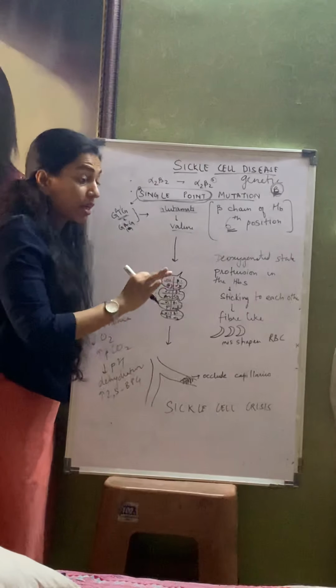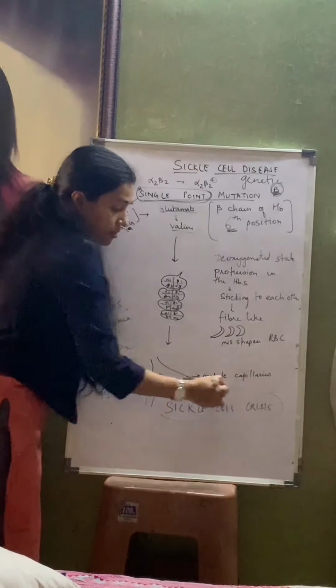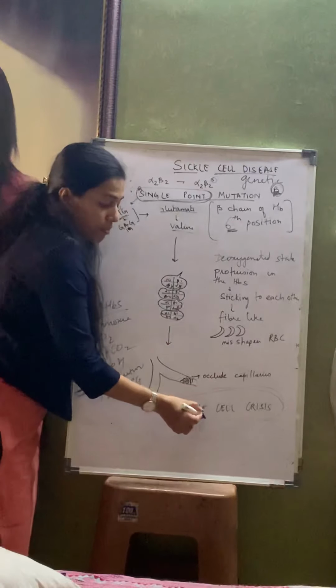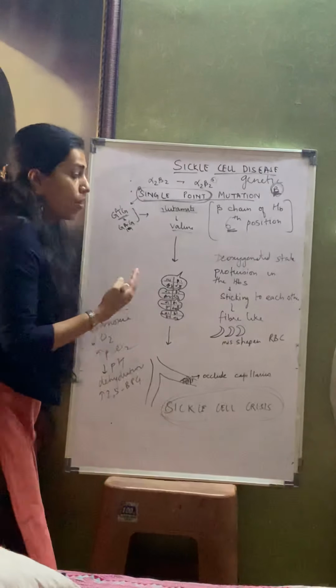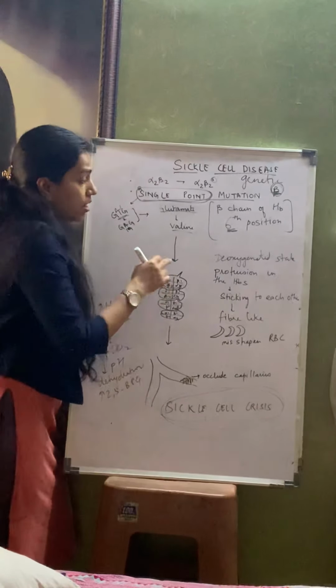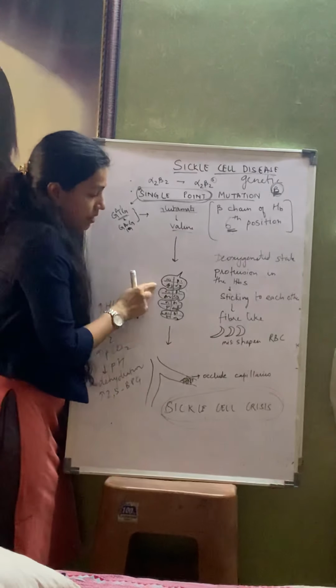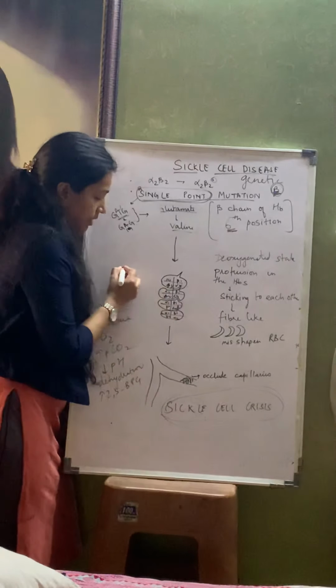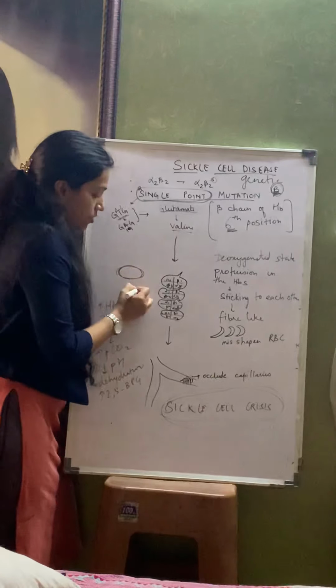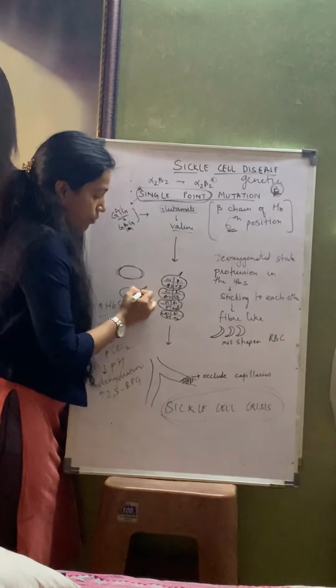The most important thing is sickle cell crisis. This is the most important part of sickle cell disease. Now, how does sickle cell crisis occur? When there is a mutation, the structure is a bit changed. Like the RBC is like this, the structure is a bit changed. You can see some protrusion.